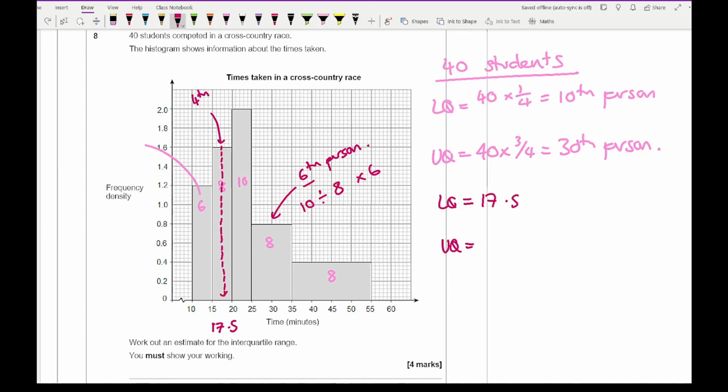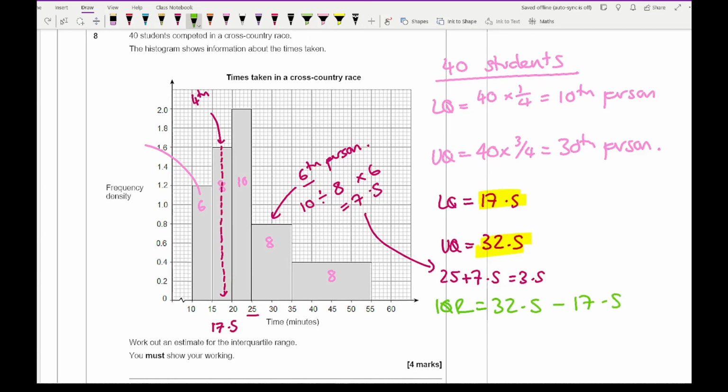So here if I then do 10 divided by 8, which is 1.25, multiply that by 6, I get an answer of 7.5. So to find the upper quartile, what I need to do is do 25, which is the start of the group, plus 7.5, which gives me an answer of 32.5. So now I know my lower quartile, I know my upper quartile. To work out the interquartile range, it's going to be 32.5 minus 17.5, which gives me an answer of 15. And there we go.